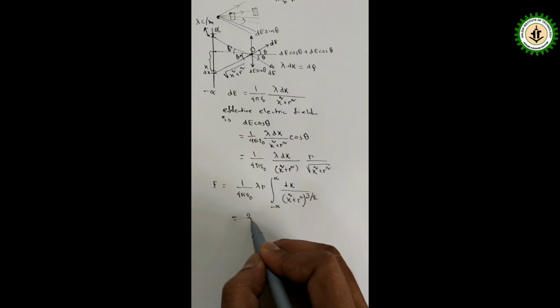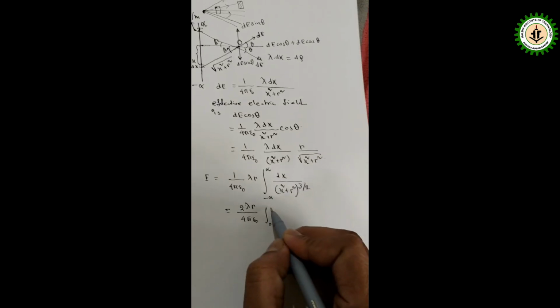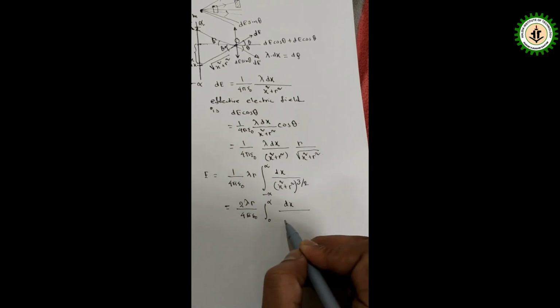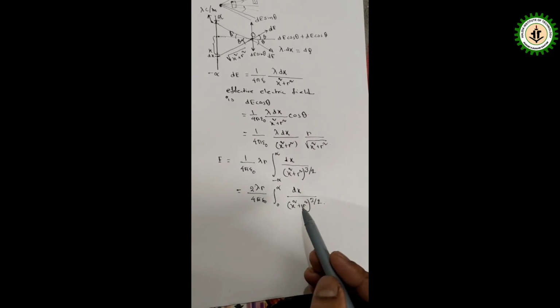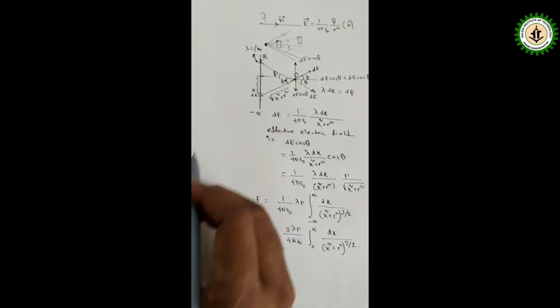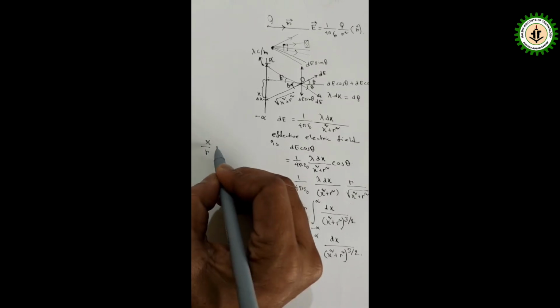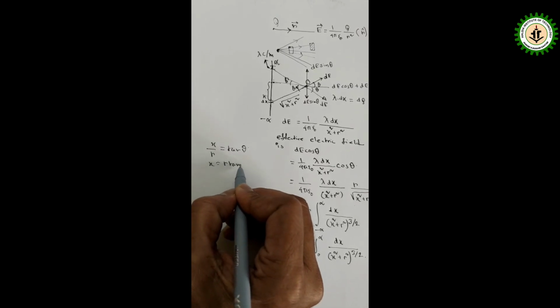So I can also write that as 2 lambda r by 4 pi epsilon naught, 0 to infinity dx by x square plus r square to the power of 3 by 2. Now if I am able to integrate this portion, this is simple mathematics. You can take a relation between x and r. What is the relation between x and r? So this is theta, this is base, this is height. So height by base is x by r, basically tan theta, or you can write x equals r tan theta.